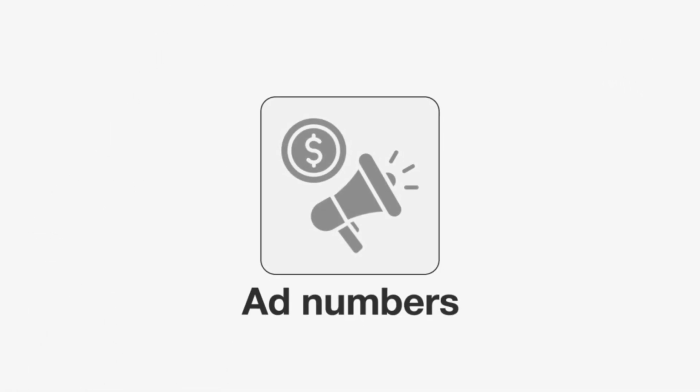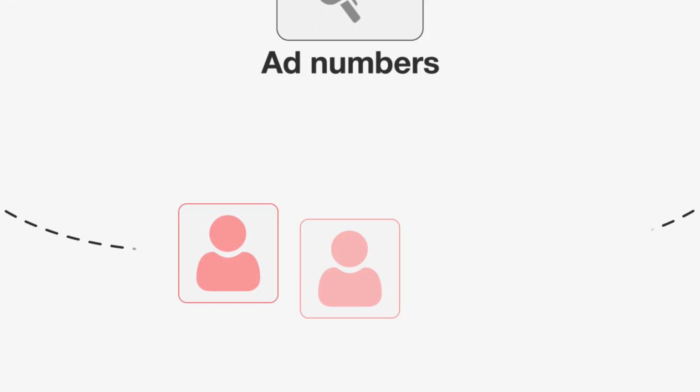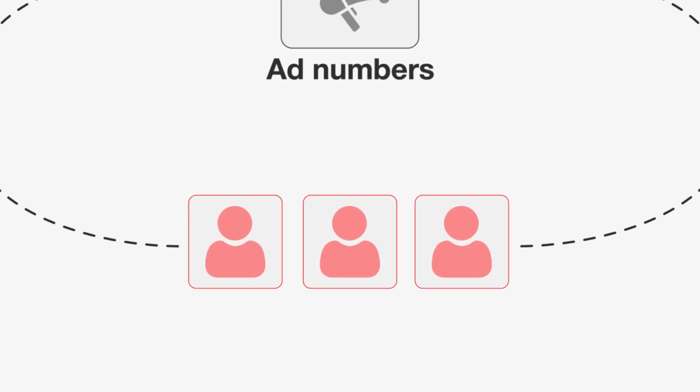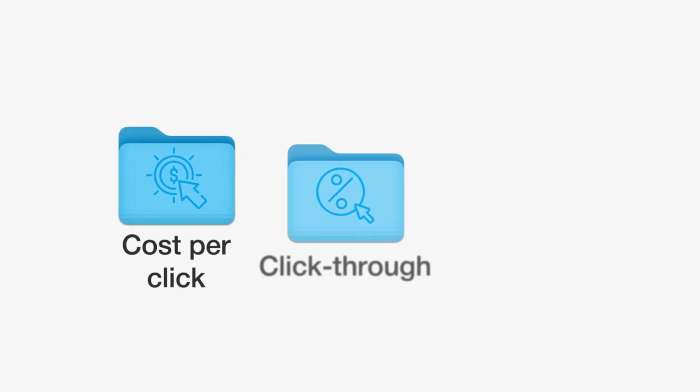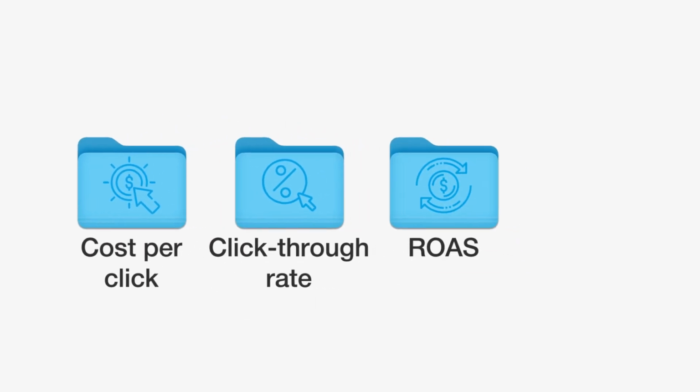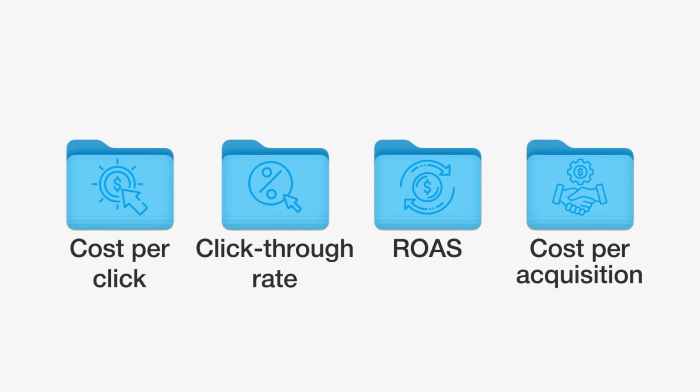Start with your ad numbers, because if your ad is attracting the wrong people, even the perfect page won't get them to buy, won't lift your sales. So I want to start adding in data like what's your cost per click, what's your click-through rate, what's your ROAS, return on ad spend, what's your cost per acquisition, and show it across your different Meta campaigns and ad creative.